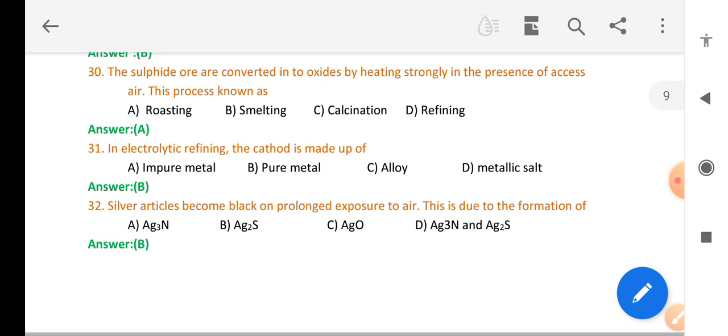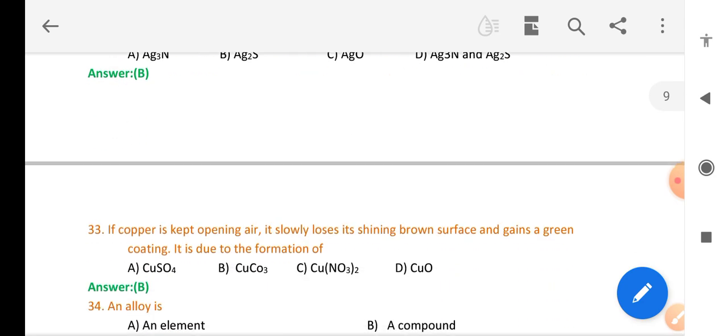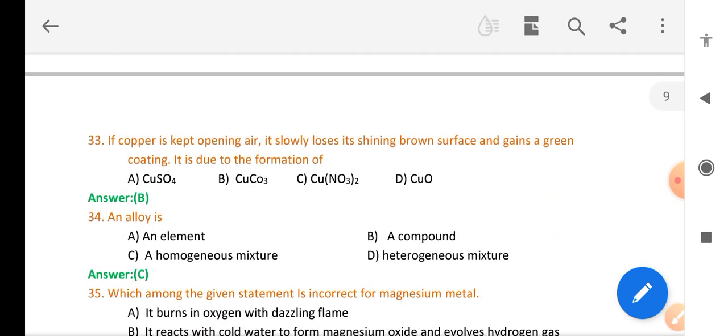Silver articles become black on prolonged exposure to air. This is due to the formation of B, Ag2S. Ag means silver. Ag2S.